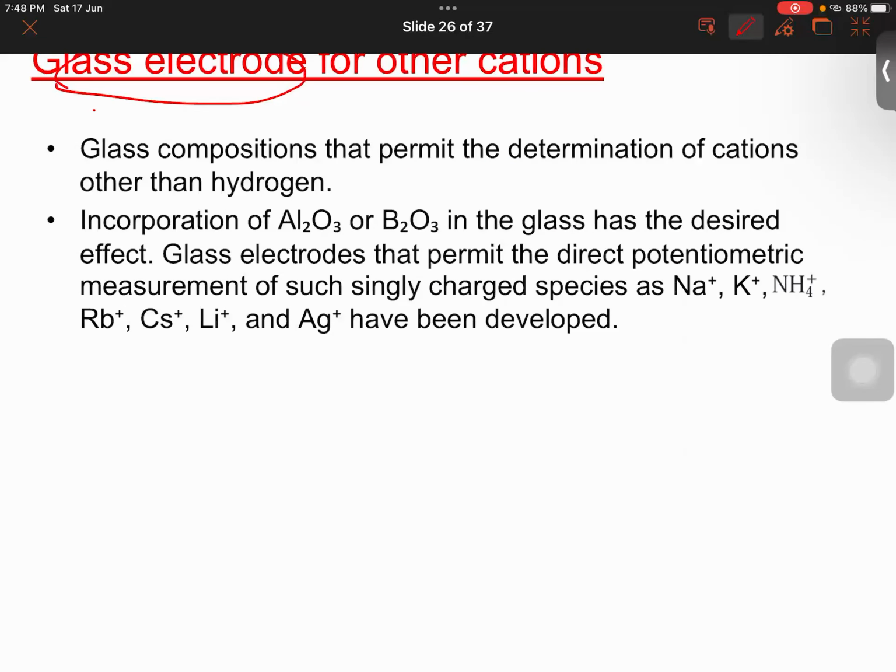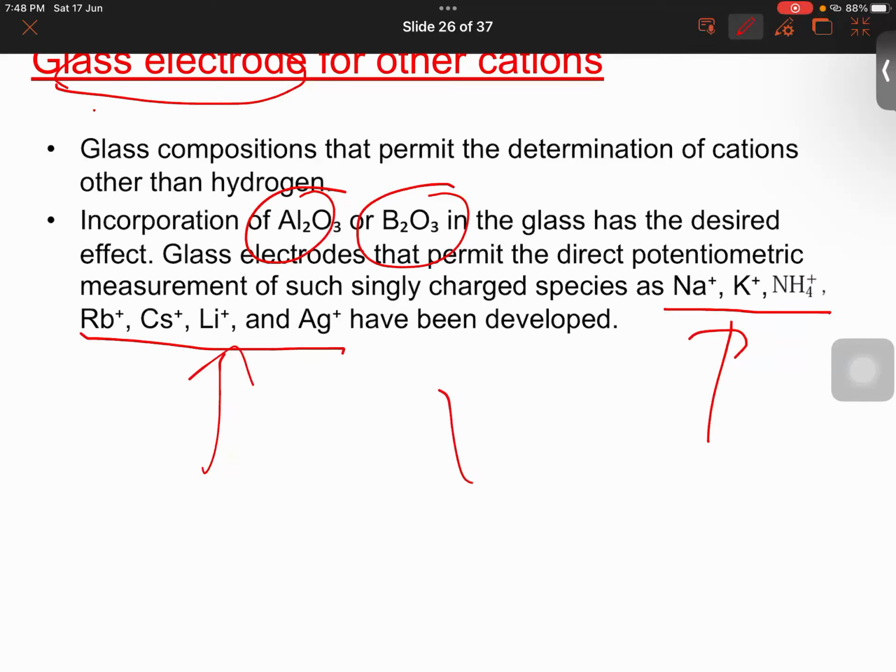Modify the surface of the glass electrode with certain functional material. For example, we have aluminum oxide, boron oxide. So this can be done in order to detect cations apart from hydrogen. So the glass electrode also can be used as selective electrodes for cations other than H+.